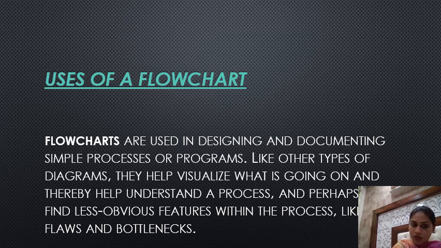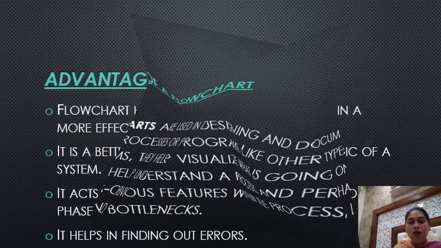Uses of a flowchart. Flowcharts are used in designing and documenting simple processes or programs, like other types of diagrams. They help visualize what is going on and thereby help understand a process and perhaps find less obvious features within the process, like flaws and bottlenecks.